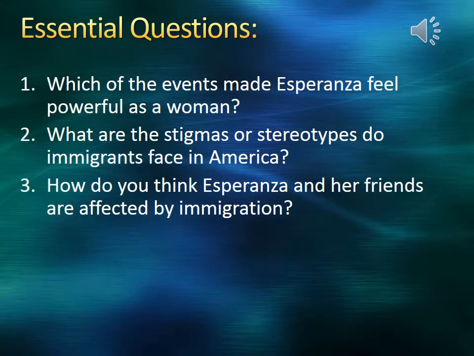These are the essential questions that I am using. Which of the events made Esperanza feel powerful as a woman? What are the stigmas or stereotypes toward immigrants in America? How do you think Esperanza and her friends are affected by immigration? So these are examples of the essential questions that you have to ask your classmates.